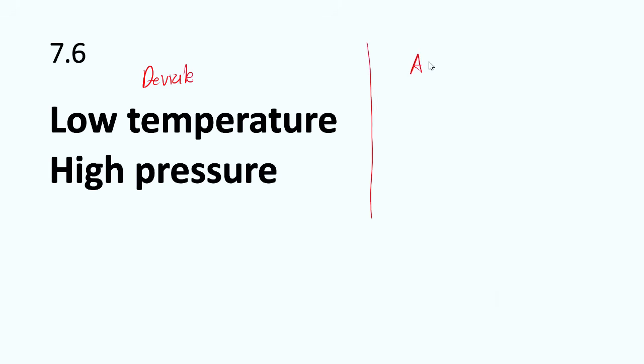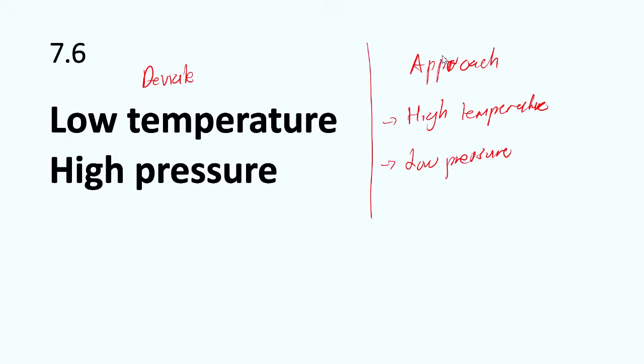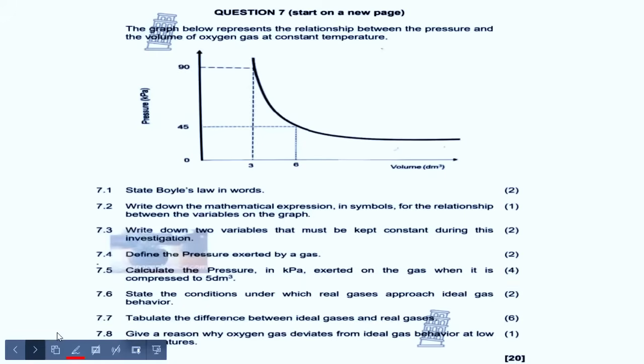A real gas will deviate from ideal gas behavior when there's low temperature and high pressure, meaning it will approach ideal gas behavior when there's what? High temperature and what? Low pressure, right? So in order for a real gas to approach ideal gas behavior, there needs to be high temperature and low pressure.